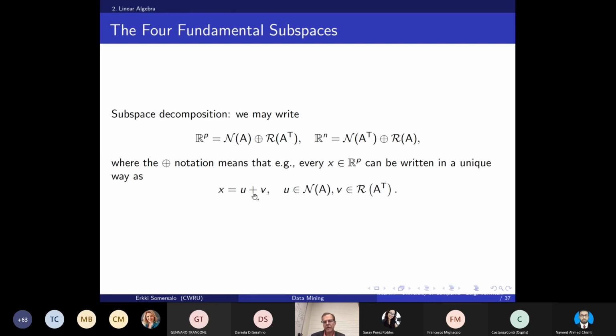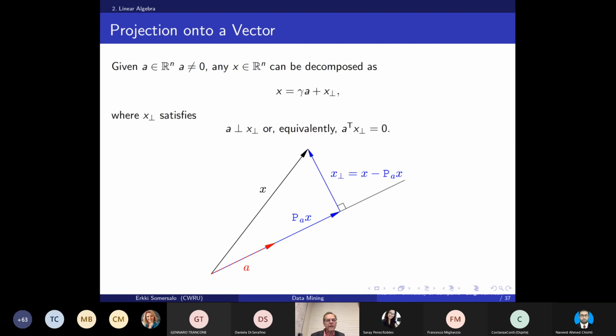This is a strong and beautiful result from linear algebra, and we may have to make reference to it later. It is not central in this course, but it is certainly a useful result. Now, what is certainly central in this course is projection. So this is something that needs to be well understood.